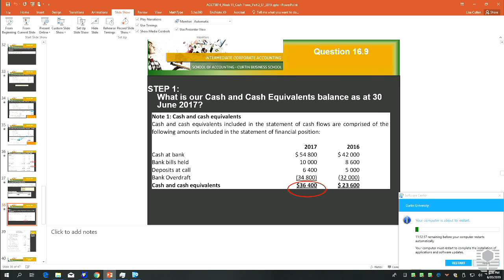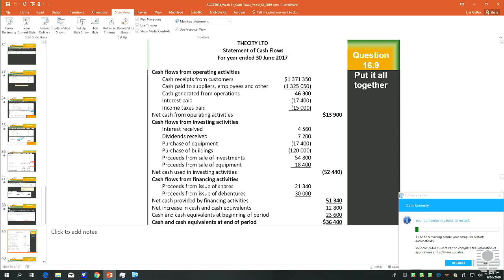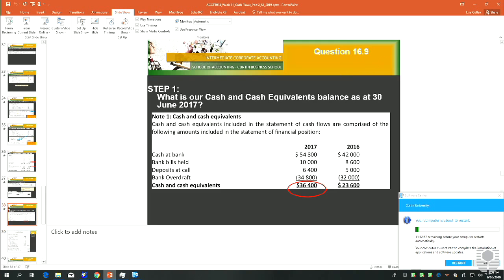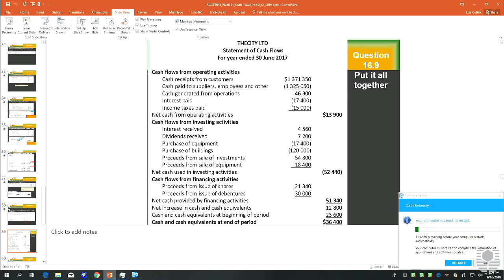Now let's see that it all balances back to your 36,400. So you've got that in front of you. We've ticked off each item as we've gone through. We have got a net increase in cash and cash equivalents of 12,800. Your cash and cash equivalents at the beginning of the period was 23,600, right? So we had an opening balance of 23,600. We need to flow that through, add on that net increase of 12,800 to give us 36,400. So our statement of cash flow balances.